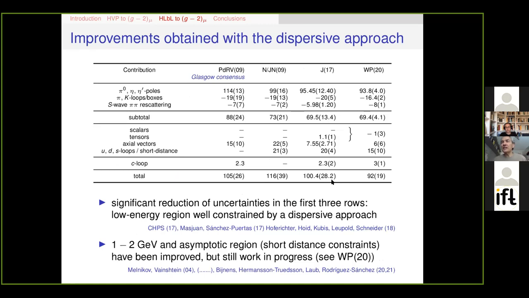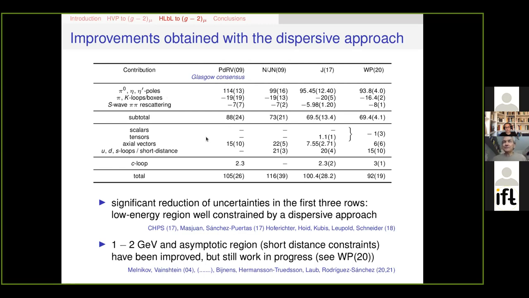Anyway, let me come now to the summary table for this result. What I want to emphasize is that with this dispersive method, there are channels which you can analyze rigorously. And so these are the first three rows in this table. If you compare to previous results, you see that there's been a huge improvement and a very significant reduction in the uncertainty. At this level, you see that there's almost an order of magnitude reduction in the uncertainty. And this is now not based on approximation, really based on a rigorous approach.